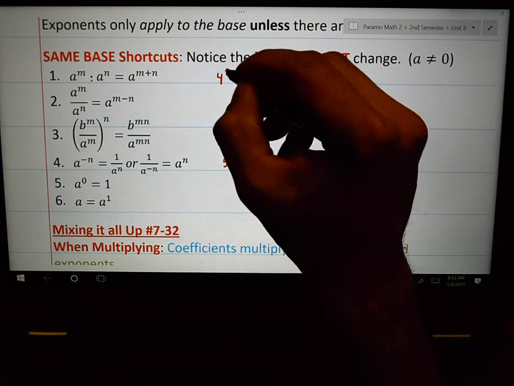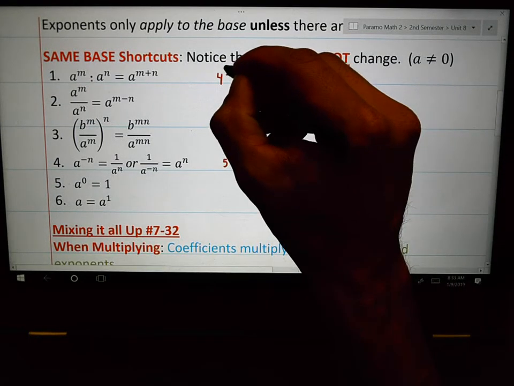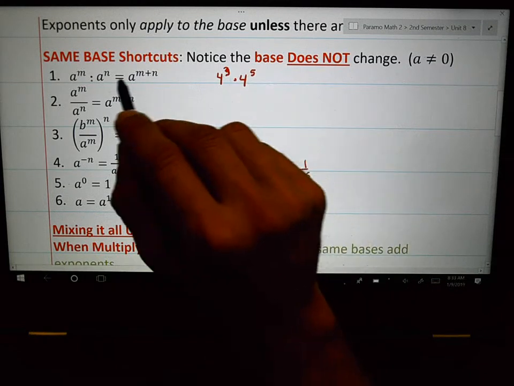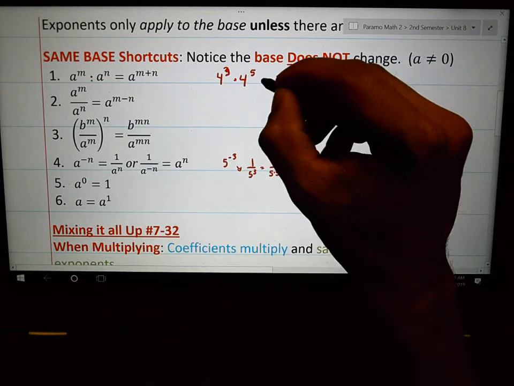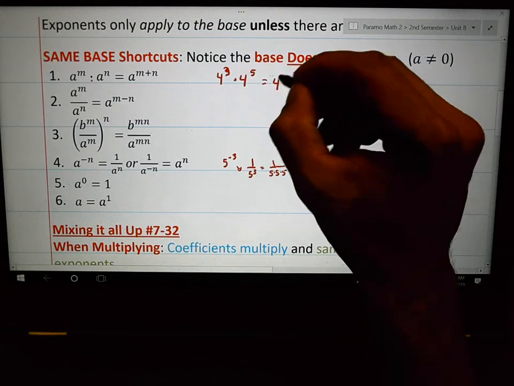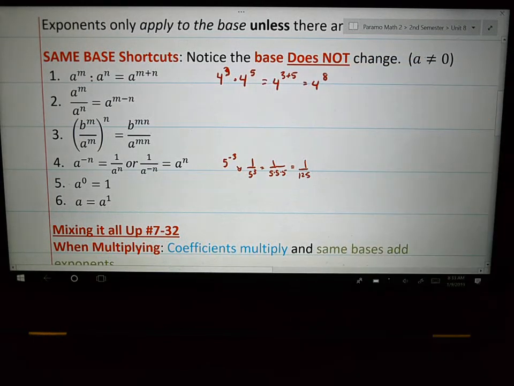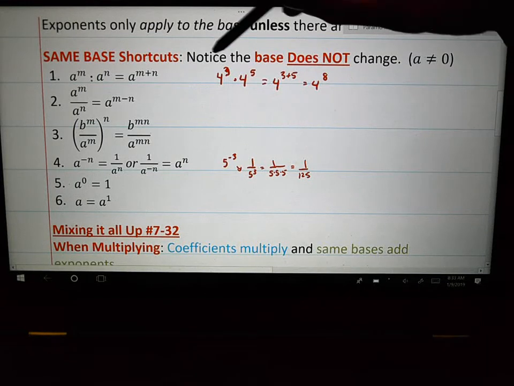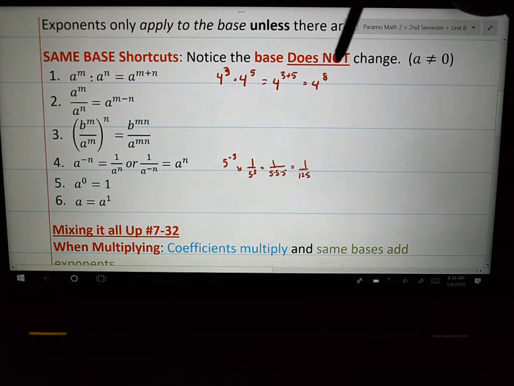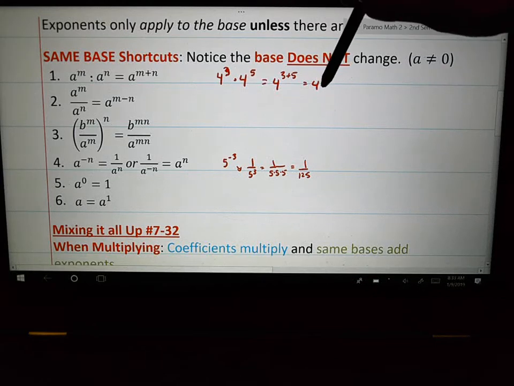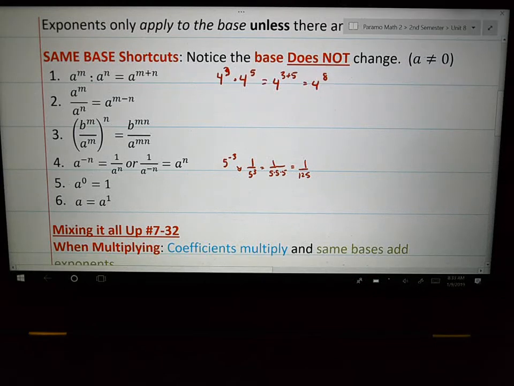My handwriting's really not great. 4 to the third times 4 to the fifth, you would just add their exponents as the shortcut. The 3 plus the 5 means that it's 4 to the 8th power. That's how it works. That's the shortcut rule. Notice the base does not change. I didn't do the 4 times 4. I just left it. And the whole reason behind this is very simple.